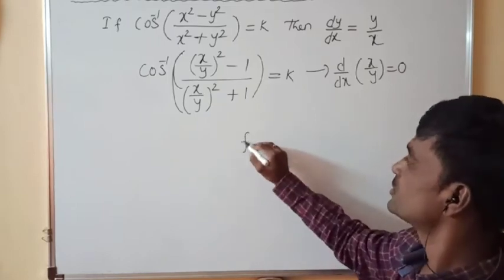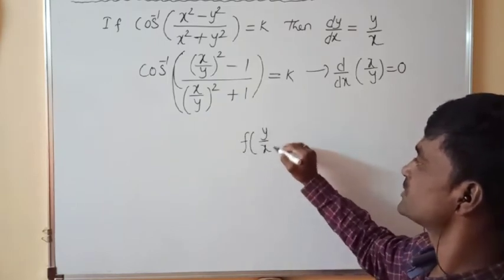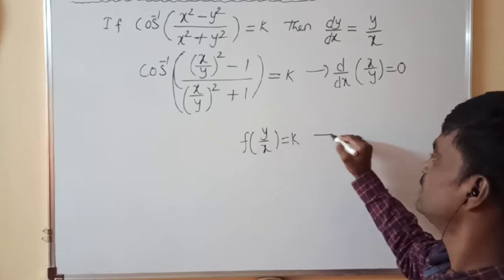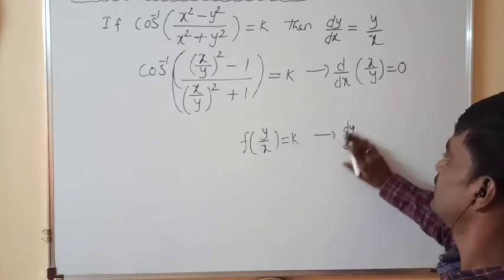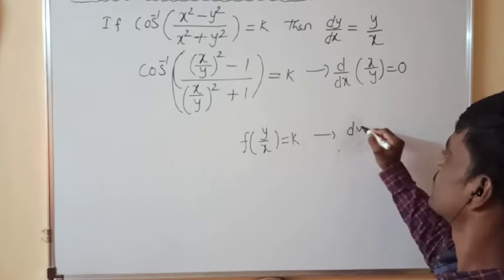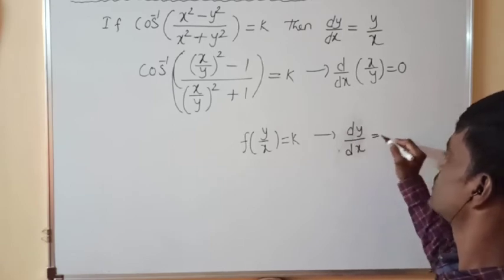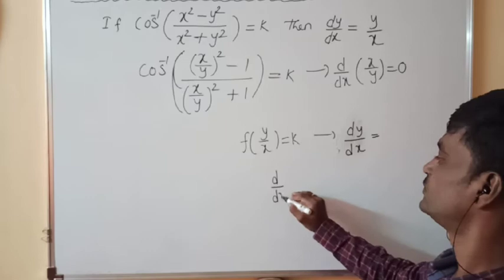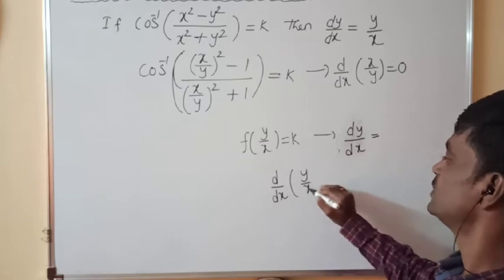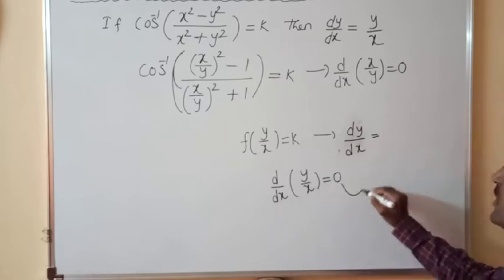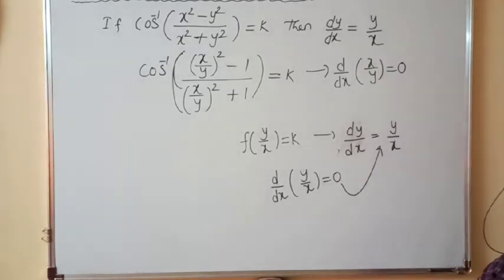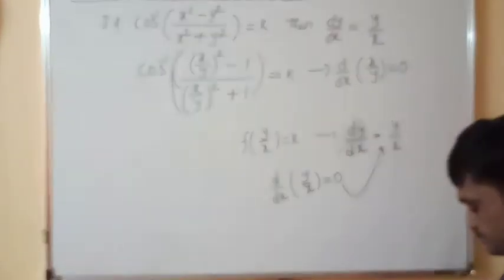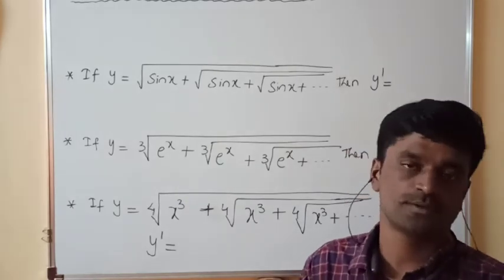Suppose if the given equation is in the form of function of y by x is equal to k, then to get dy by dx, we have to solve which equation? d by dx of y by x is equal to 0. On solving this equation, you will get dy by dx is equal to y by x. Okay. So look at the next set of problems.